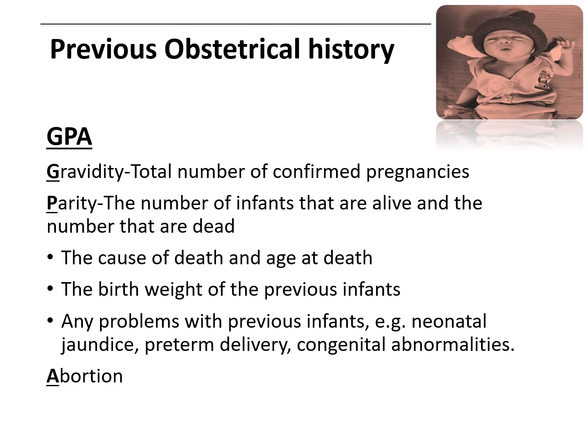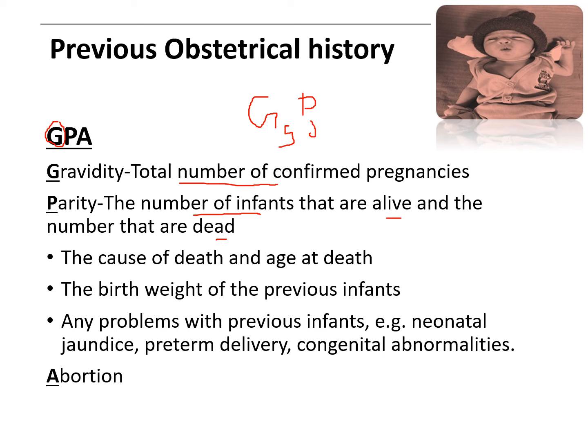After that we have to write the previous obstetric history in which GPA. G stands for gravidity. So total number of confirmed pregnancy is G. Example, if a mother is having G5 means 5 times she is pregnant. G5. Then we have to ask about the parity, number of infants that are alive and dead. We have to write. So example, if mother is having two live baby and two expire.